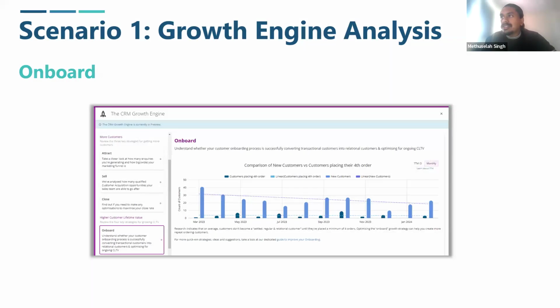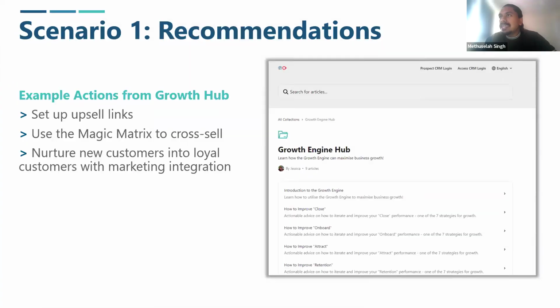And if you look at the Growth Hub, on the next slide, this is where you'll go to get some of those actions. Obviously Andy mentioned that you'll have all these documents here, and hopefully this will be a resource pool that will continue to grow. From here, you might get some actions relating to improving your upselling, improving your cross-selling, and using features such as the magic matrix, which are already in the CRM, and trying to nurture those new customers.